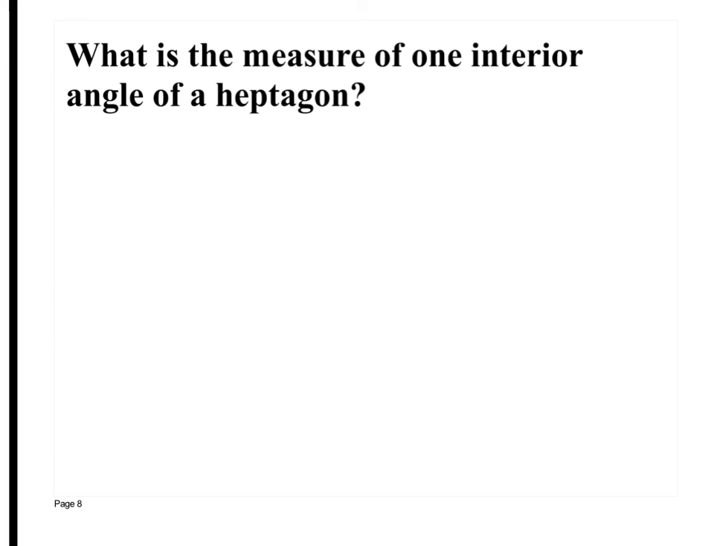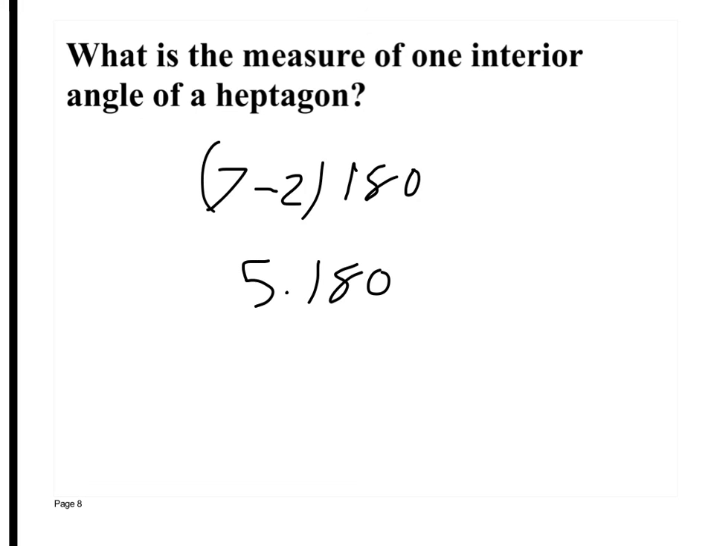So they're asking for a regular heptagon. What's the angle measure of one? Not what they all add up to, but just one. So what we do is we find out what they all add up to first. Heptagon is how many sides? 7. So 7 minus 2 times 180. 5 times 180. Do you guys remember what that was? Okay, it was 900.